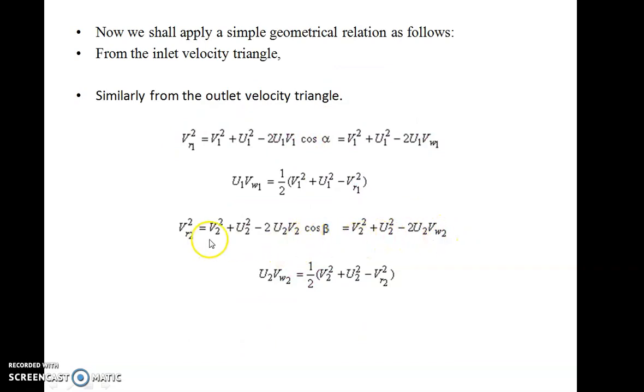So you can write VR2 square is equal to V2 square plus U2 square, now it should be a plus 2 times U2 into VW2. So what will be U2 into VW2? Then it will be half of V2 square plus U2 square minus VR2 square, and there will be a minus sign outside.